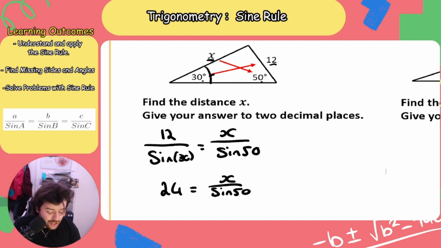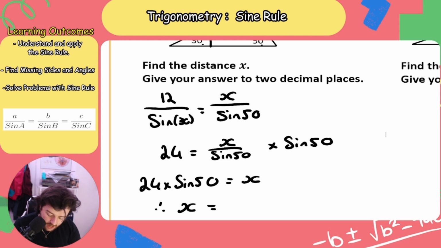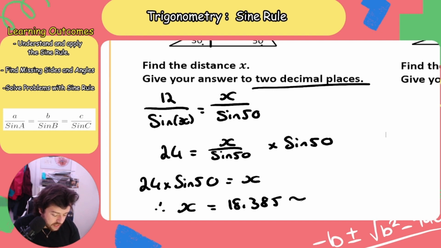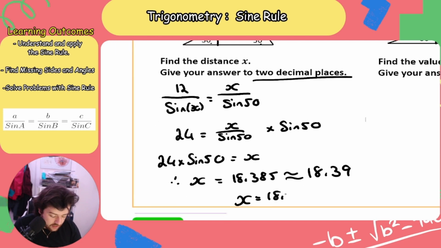I want to get x on its own, so I'll multiply both sides by sine 50. So I have 24 times sine 50 is equal to x. Put this in your calculator, 24 sine 50, and I'm going to get 18.385. It says round to two decimal places, so it's going to be 18.39, and I don't have any units, so x is equal to 18.39. There you go, that's my answer there.